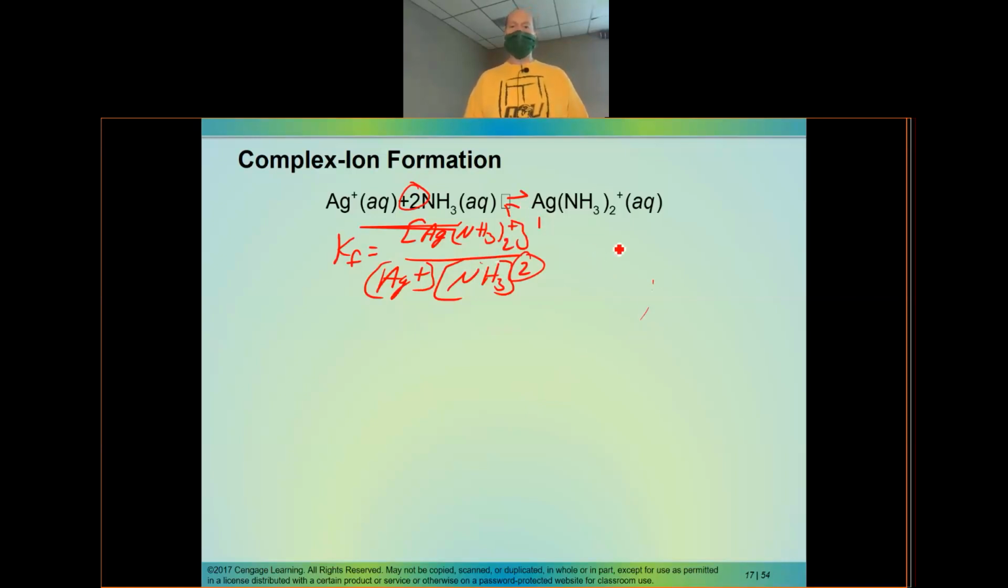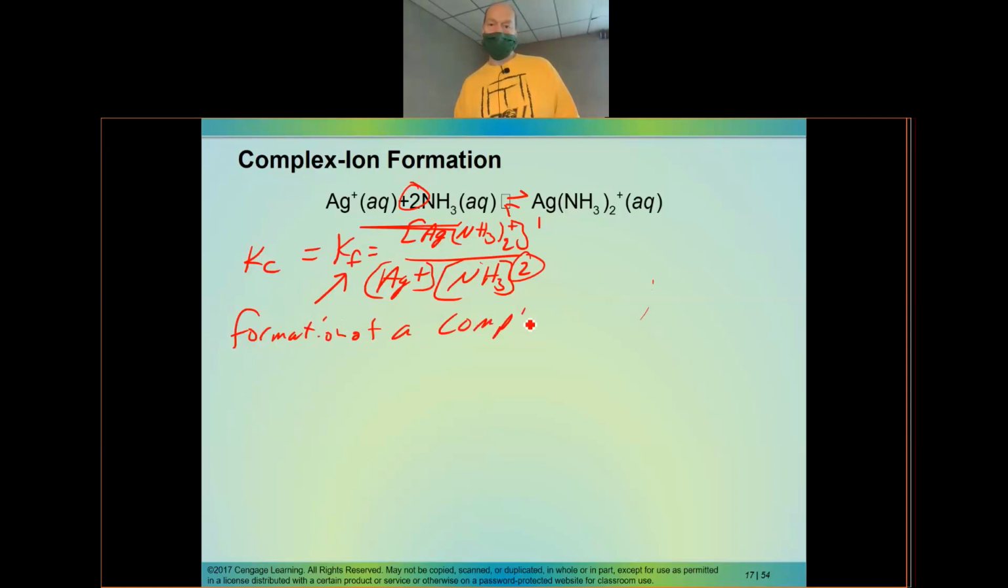All right, and so again, that is the same as a Kc. So Kf is Kc. It is just being specific. This is the equilibrium constant for the formation of a complex ion. And then also Kf, always large.